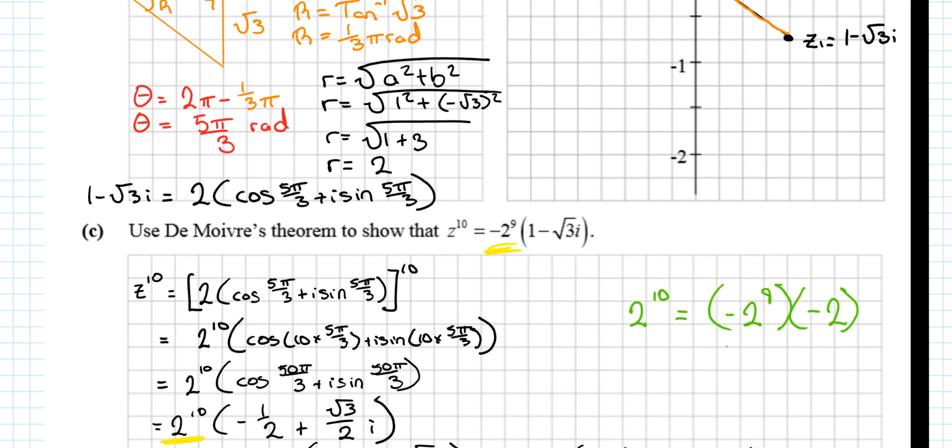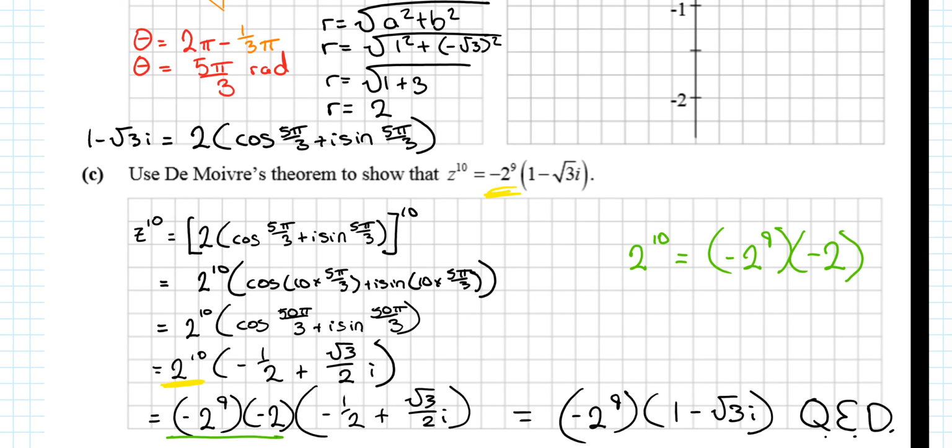Minus by minus is plus. 2 to the power of 9 by 2 to the power of 1 is 2 to the power of 10. So I could rewrite this as this. And I don't need to put in the power of 1 because 2 to the power of 1 can just be written as the 2. So that's what I do here, that's explaining that bit here.